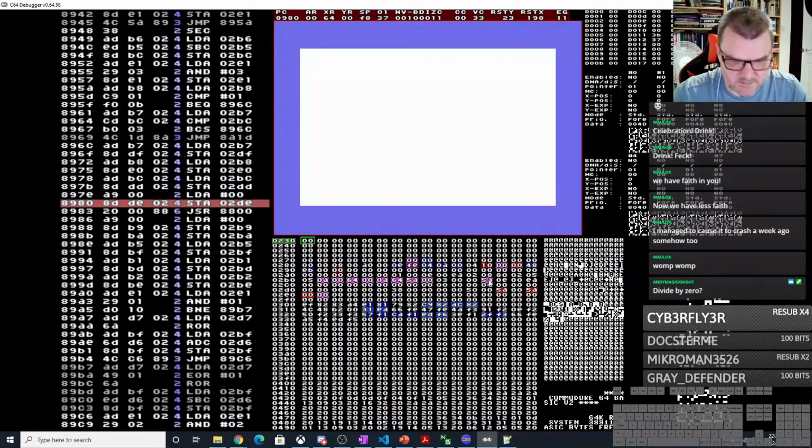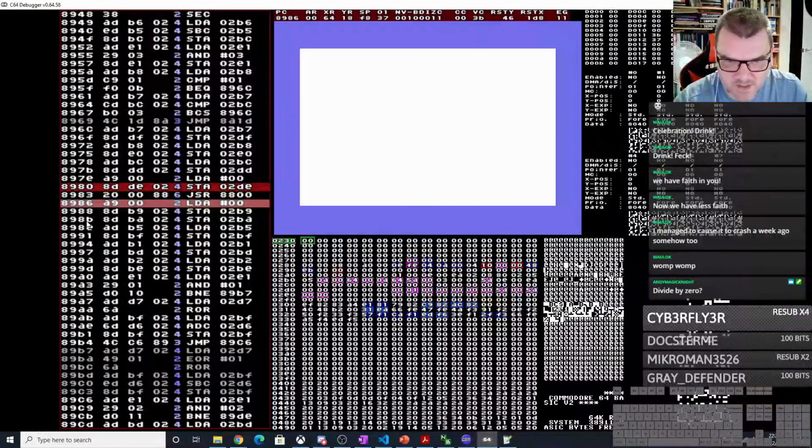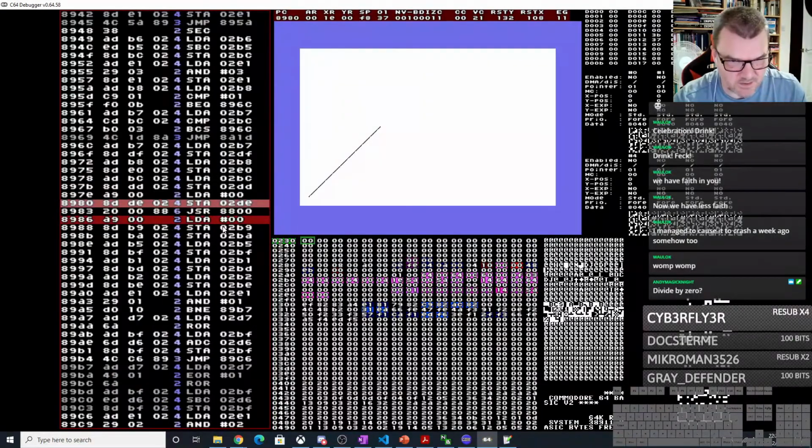So let's put our breakpoint there. F11. Right, that's done the divide, so our result will be in D7. D6, D7. 0, 1, 2, 3, 4, 5, 6. So the fraction is equal to 0, 1, 0. That's why the first line works, and it draws the line.